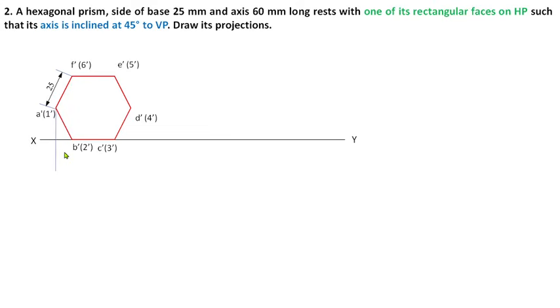Now you can extend the projectors from all the respective corners. After extending the projectors, you join the base of this hexagon, and again the same procedure for drawing the axis. For drawing the axis, draw the diagonal, take the midpoint of the diagonal, extend the projector, and complete the axis. And here the height is 60 mm, as per the question, the axis is 60 mm long.